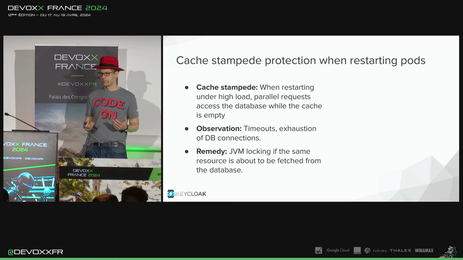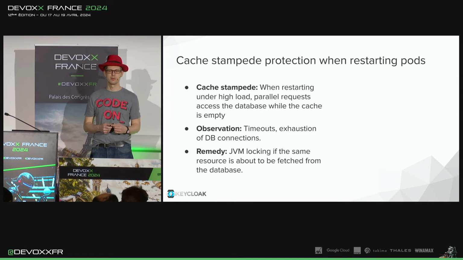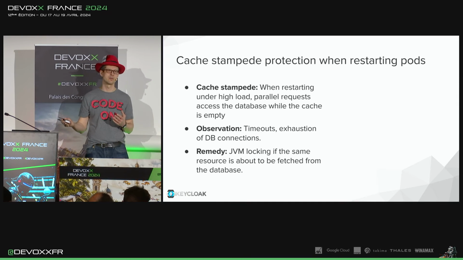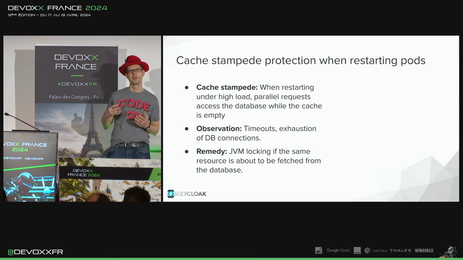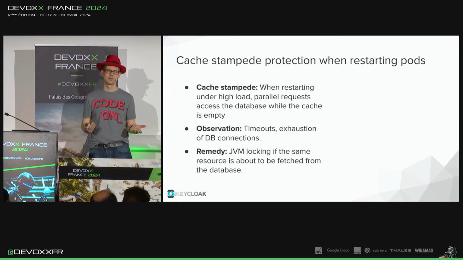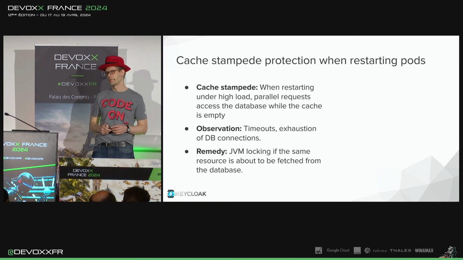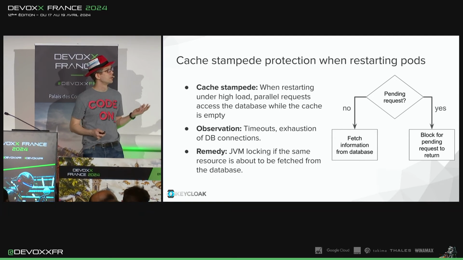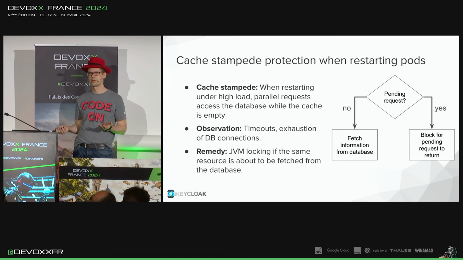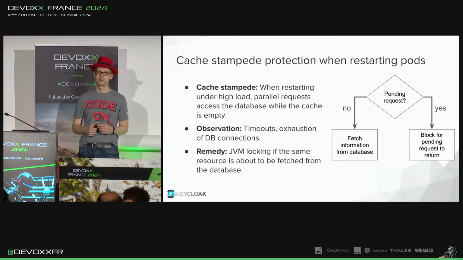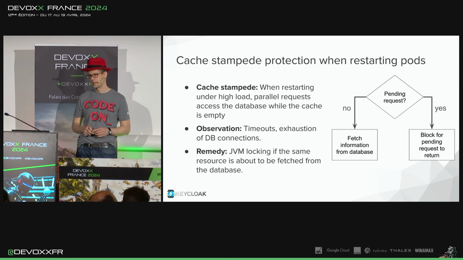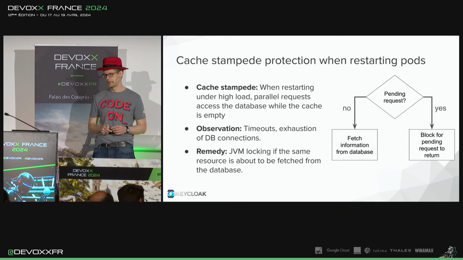And the remedy is to do some locking. Well, locking sounds scary, but it's still the right thing to do. So all the requests will check if there's already an existing running request fetching the same data this new request is also waiting for. And then instead of doing the same task the other thread is already doing, we wait for this to complete. So again, small chart here. When there's a pending request for the same resource, we'll block and wait for the other request to return. If there's no existing request, we go and fetch it from the database. And that really improved the behavior of Keycloak when you restart pods under high load.